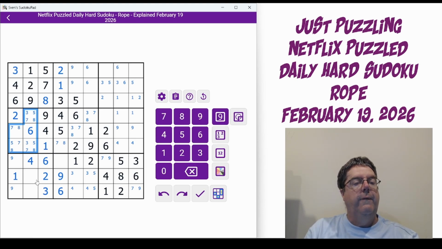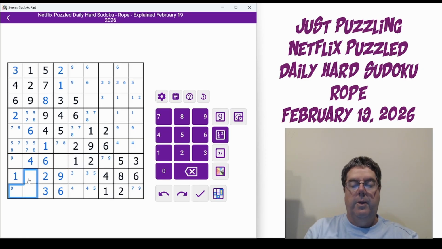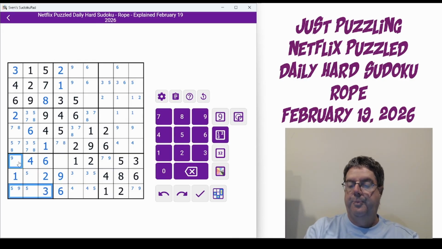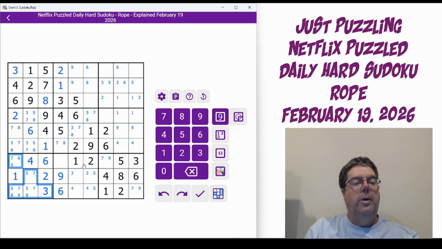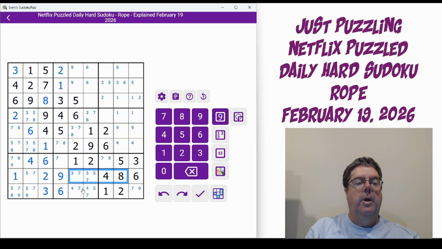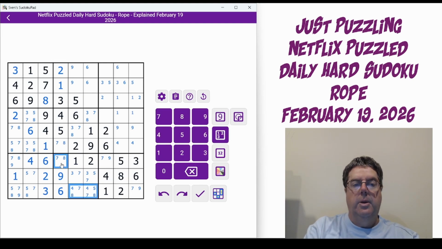1, 2, 3, 4, 5. 5 can't be here, so 5 is one of these. 6. I've already got the 9, 8. So 8 is one of these. And all of these can be a 7. Alright, so 1, 2, 3, 4, 5, 6, 7. So 7 can be all of them. And then 8 can't be here. So 8 is one of these.